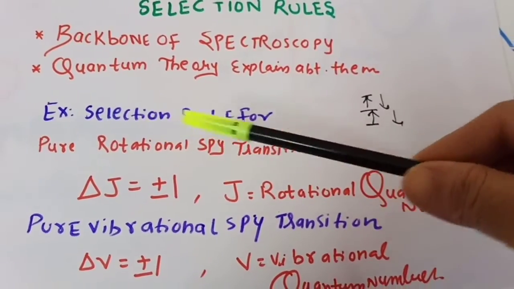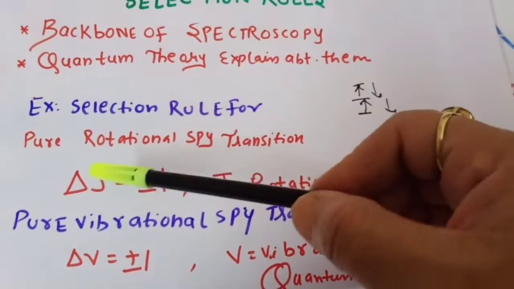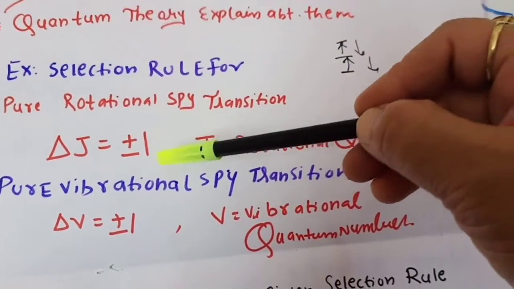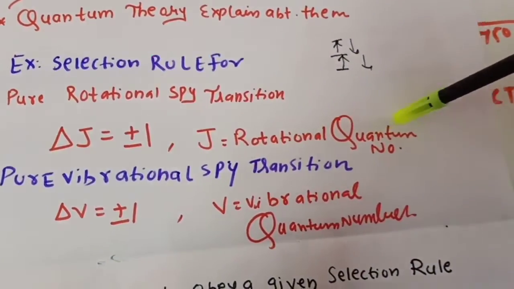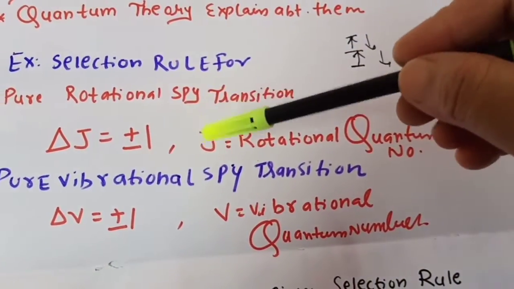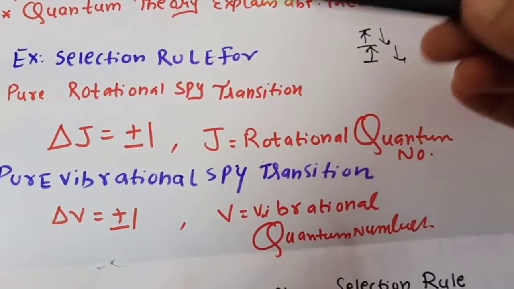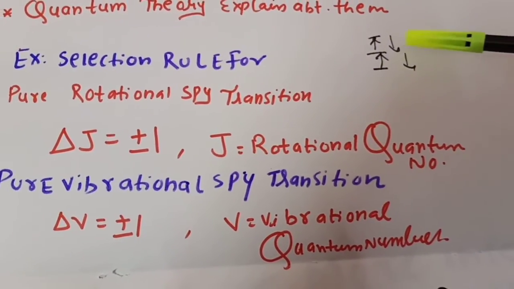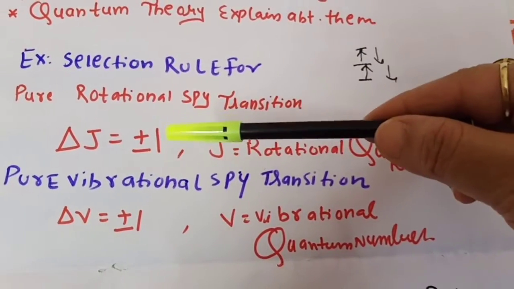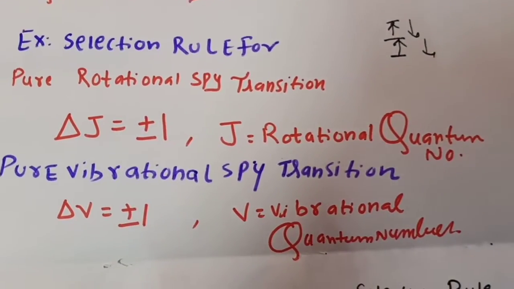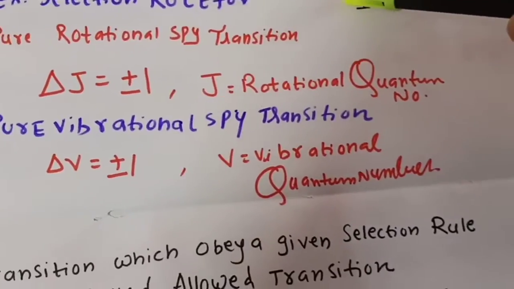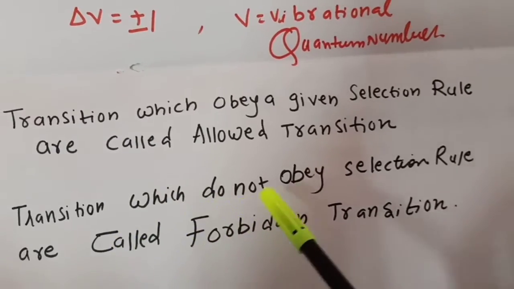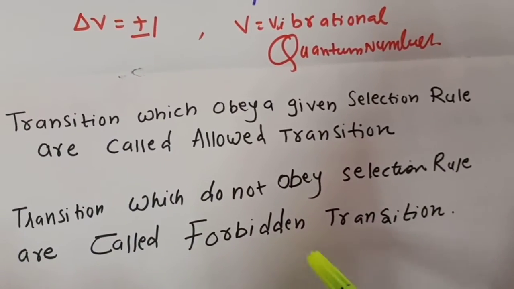Means the selection rules for every spectroscopy will be different. For example, for rotational spectroscopy, the selection rule is delta J equals plus minus 1, where J is our rotational quantum number. So when the transition takes place in the rotational energy level, you have to go up by plus 1, meaning step by step, and you have to come back also by minus 1. You cannot jump two levels at once. If you follow the selection rules, such transitions are termed allowed transitions, and the transitions which do not obey the selection rule are termed forbidden transitions.